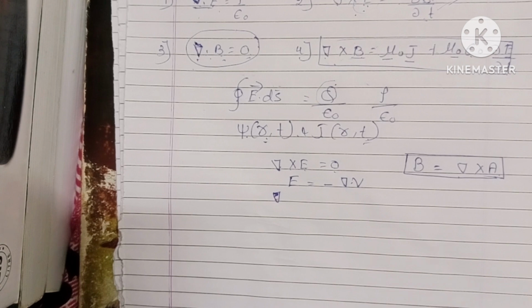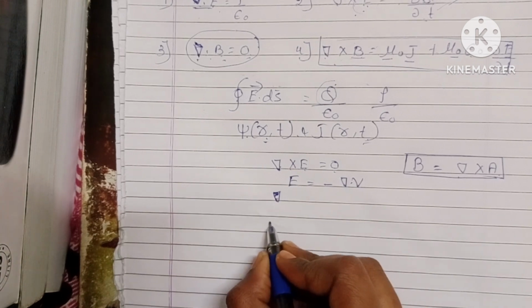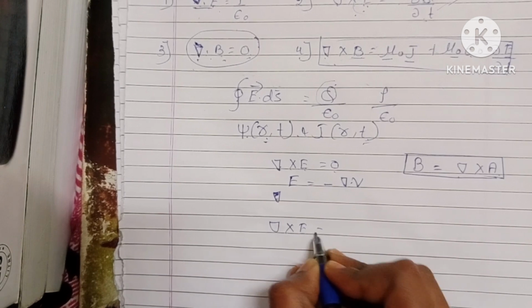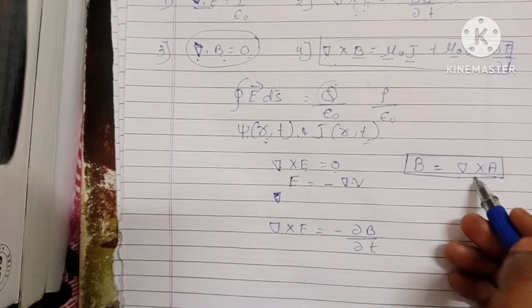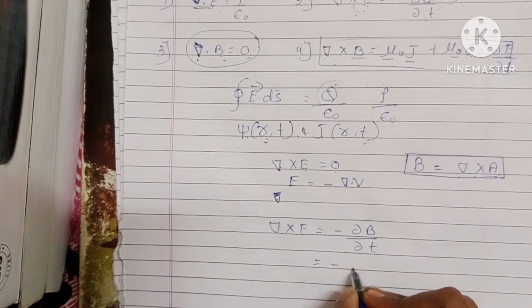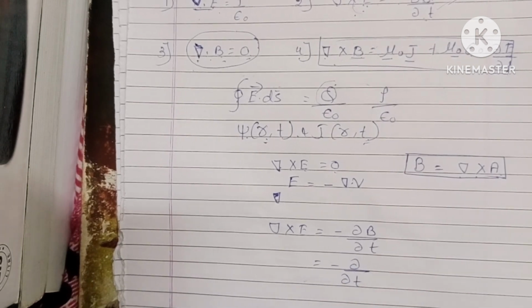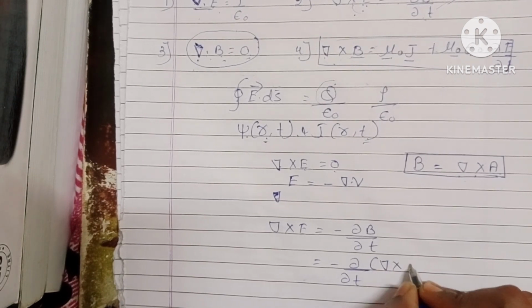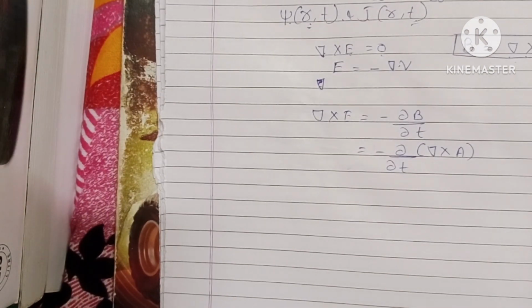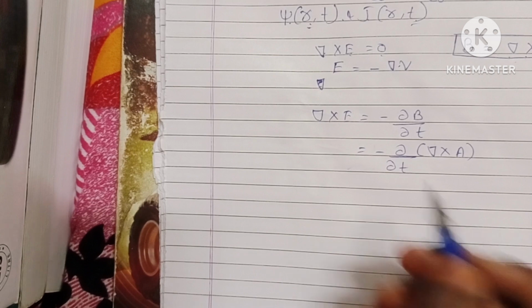Maxwell's second equation. What does it say? Del cross E is equal to minus dou B by dou t. But we have B in terms of del cross A. Just substitute that. So moving further, what happens?